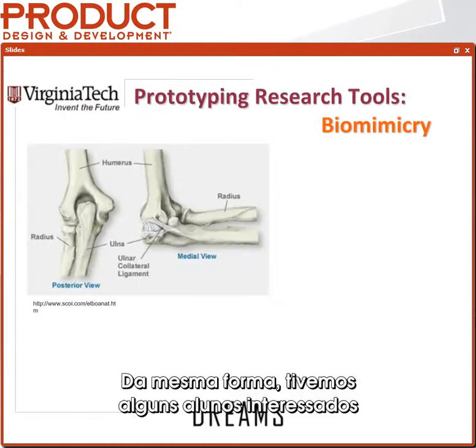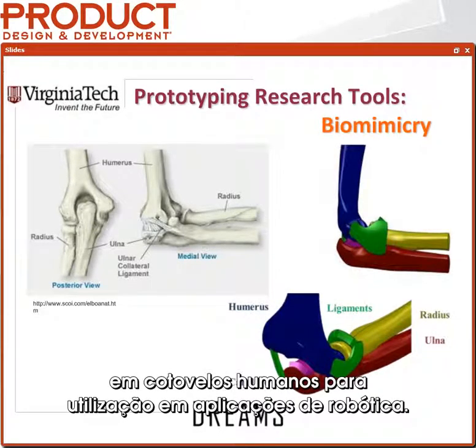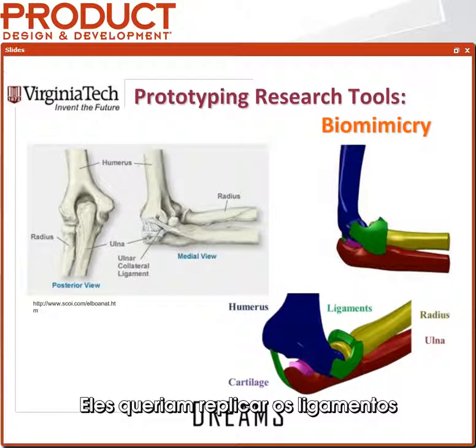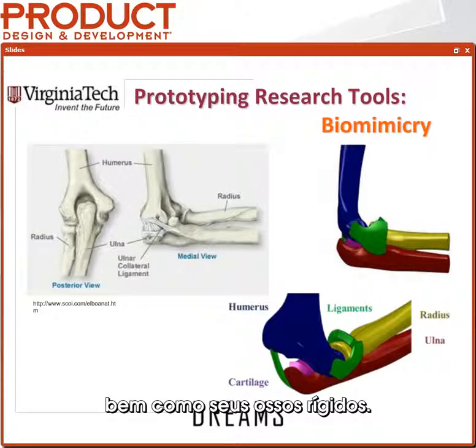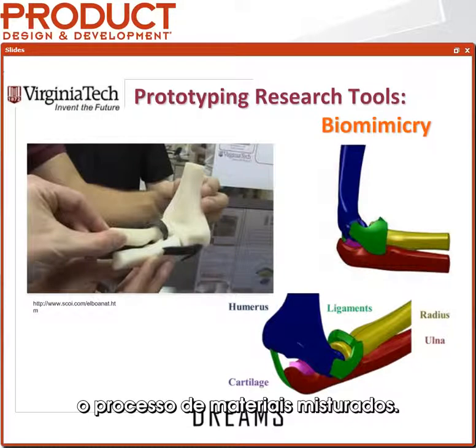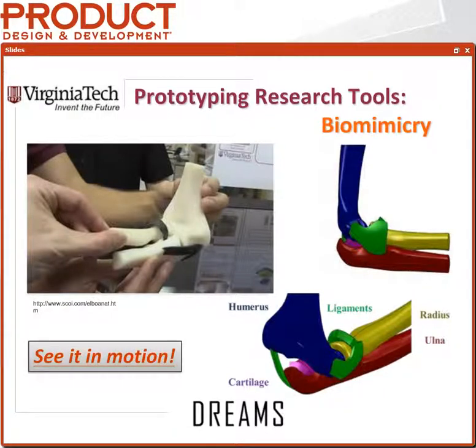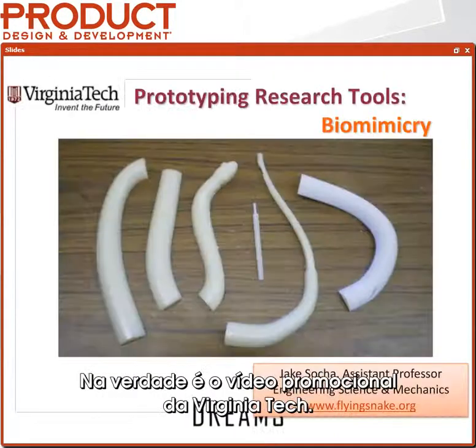We similarly had some students who were looking at human elbows, again looking at robotic applications, and they wanted to replicate the ligaments and tendons and cartilage of the human elbow as well as its stiff bones. And so they were able to create a model of that using, again, the mixed materials process. For the sake of time, we're going to go ahead and skip this video, but you can check it out some other time if you'd like. It's actually in the promo video from Virginia Tech.